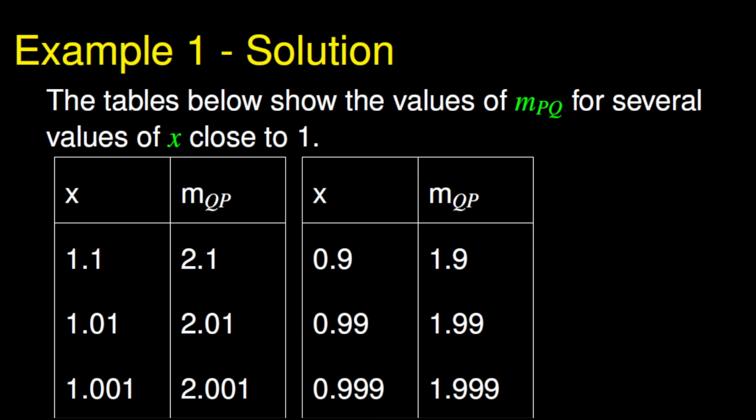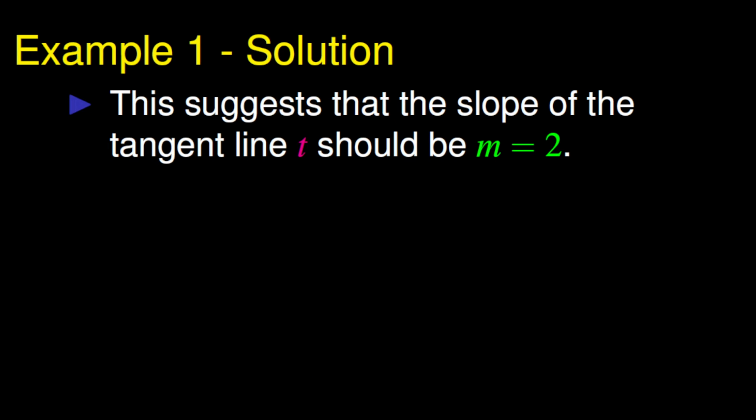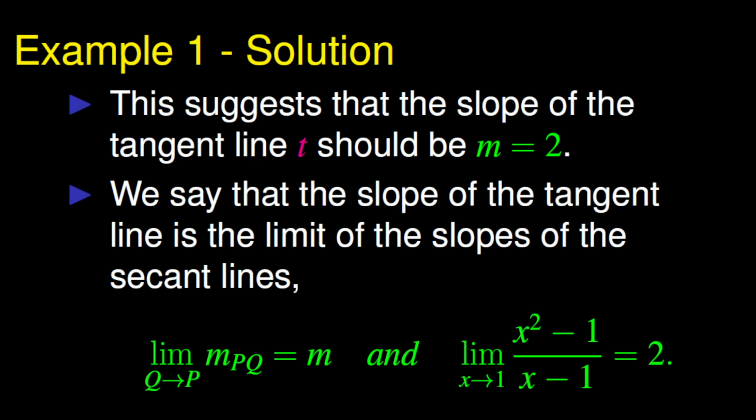The tables below show the values of m_PQ for several values of x close to 1. The closer Q is to P, the closer x is to 1, and it appears from the tables that the closer the slope m_PQ is to 2. This suggests that the slope of the tangent line T should be m equals 2. We say that the slope of the tangent line is the limit of the slopes of the secant lines, and we express this symbolically by writing, the limit as Q goes to P of m_PQ equals m.